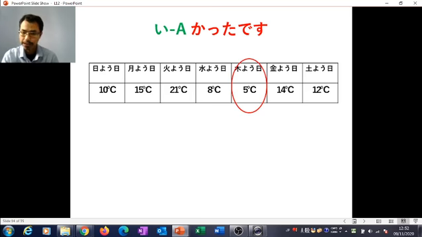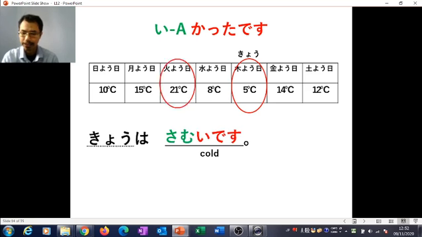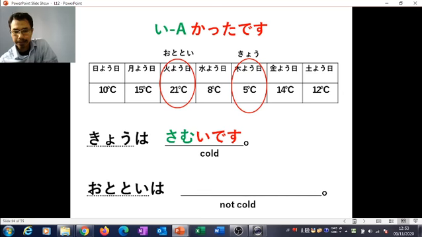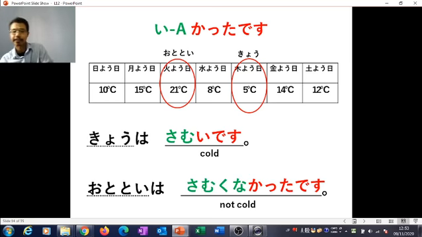Let's say today is quite a cold day. Kyou wa samui desu. But you want to say two days before, you can see the temperature is quite hot, compared to 5 degrees, 21 degrees is quite a hot, warm day. So what you can say here is ototoi wa and not cold. So how do you change the i adjective into negative past tense form? You can change it like this, samukunakatta. This is quite difficult.